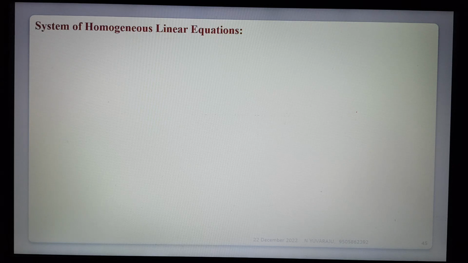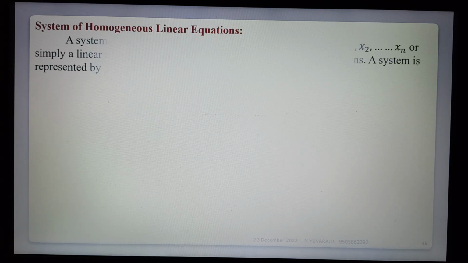Hi students, today we are learning the topic of the system of homogeneous linear equations. In the previous lecture we discussed non-homogeneous linear equations. So now we are finding the solution of homogeneous linear equations. First of all, see the definition.